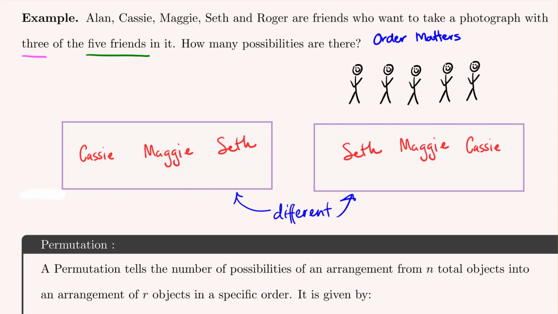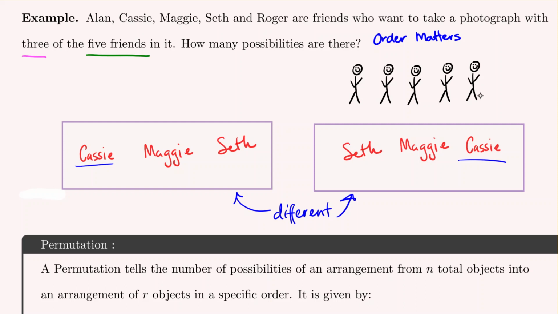So going forward, if you deal with a problem, even if it doesn't specifically mention whether order matters or not, you need to think through the situation and think in that case, would order matter? And in here, it most definitely would, because changing the order of how they're standing up will make a visually different photograph. Now this is just 2 examples, 2 possible ways the friends could choose to stand up together. And I need to find all possible ways.